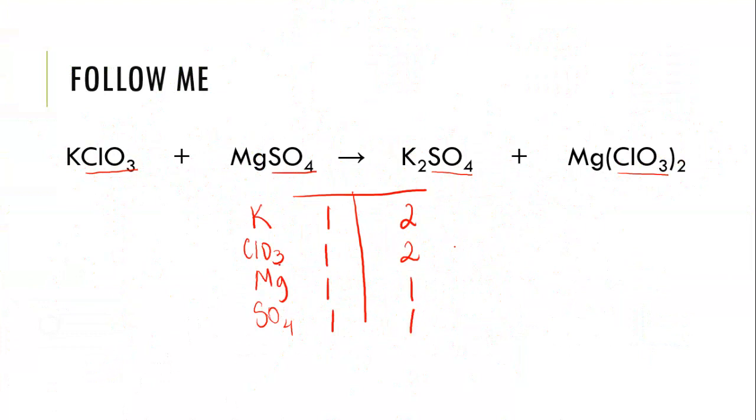Pick one of these two that you want to fix first. I'm going to go with the K. I need to make 2 of them on the left-hand side. So here's the K on the left. I'm going to put a 2 in front. That becomes a 2. But everything else that's with it also gets multiplied by 2. So that's also 2 ClO3s. And look at that. I'm balanced. 2, 2, 2, 2, 1, 1, 1, 1. Ta-da! There we go. Perfect.